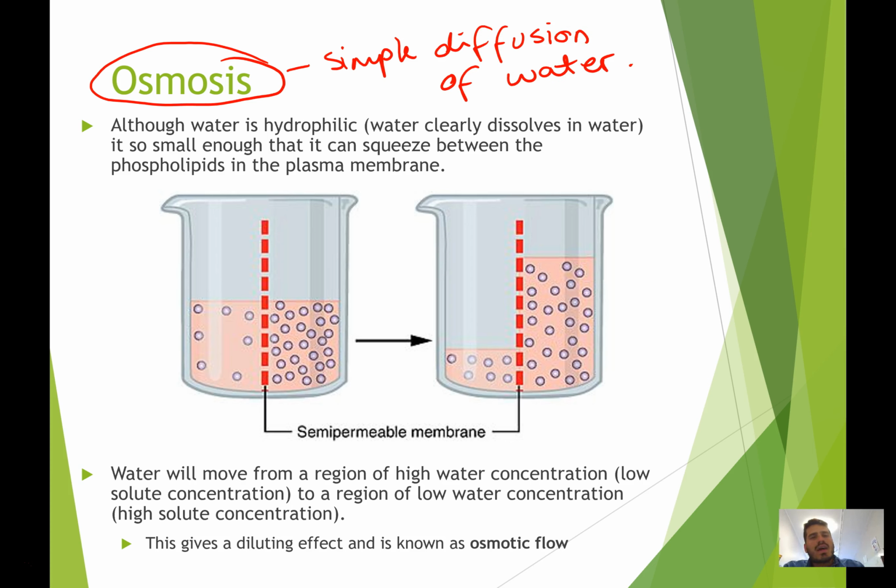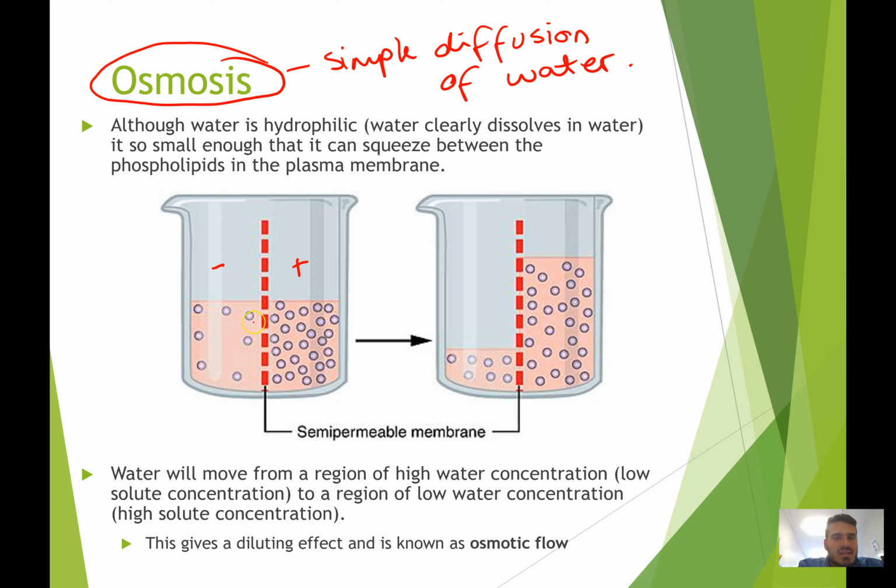So, although water is hydrophilic, obviously water dissolves inside water, right? It's so small that it can actually squeeze between the phospholipids in the plasma membrane and get through the plasma membrane, okay? So here you can see we've got this substance, these dots, and it's too big to get through the plasma membrane, all right? Even though we've got more concentration on this side than this side, okay?